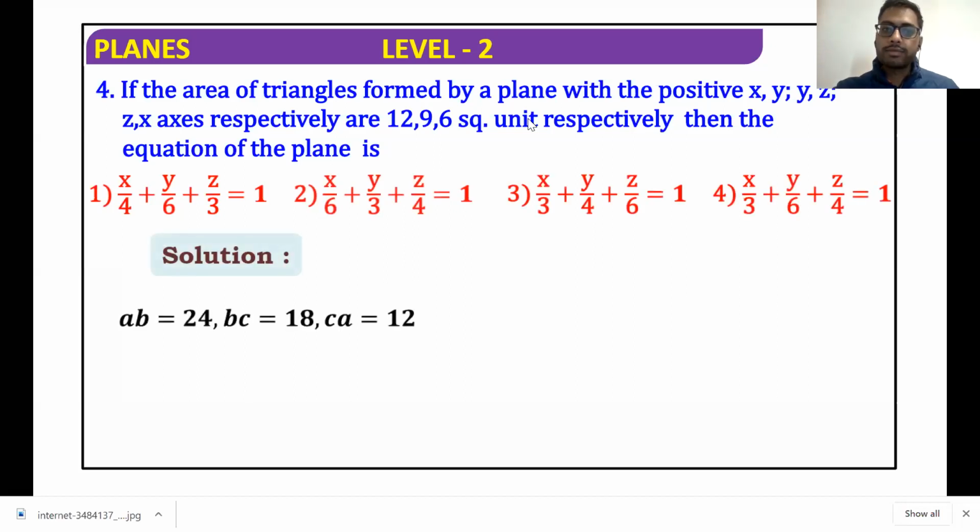Therefore, equating half AB is given as 12. Therefore, AB would be 24. Half BC is given as 9. Therefore, BC is equal to 18. Half of CA is given as 6. Therefore, CA is equal to 12.